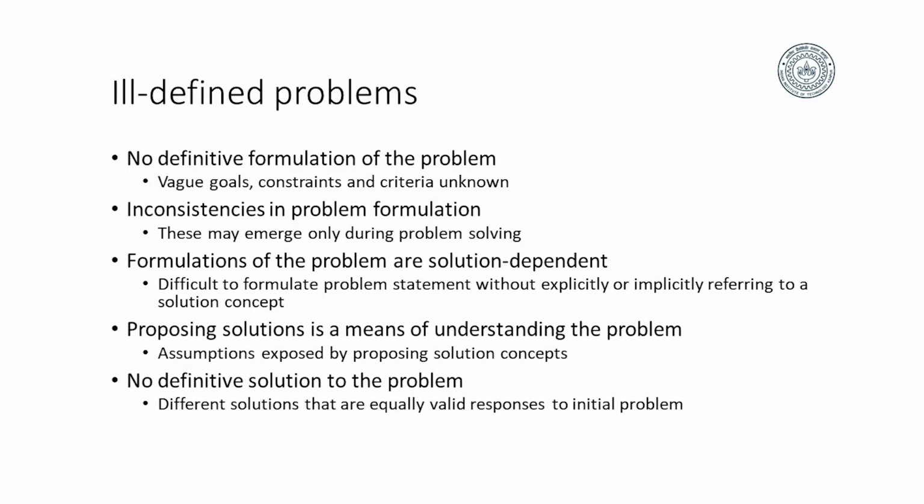Now, let us come to problems themselves. Sometimes problems may not be very well defined, they may be ill defined, and that occurs when there is no definitive formulation of the problem. So, the problem can be interpreted in many different ways. So, then the problem is ill defined. So, this typically happens when the goals are vague, the constraints and criteria are unknown. Okay. So, the goals are not very clear, okay, and it is just a vague goal, and people do not know what are the constraints and criteria.